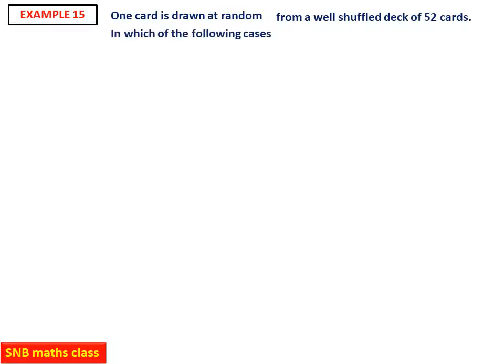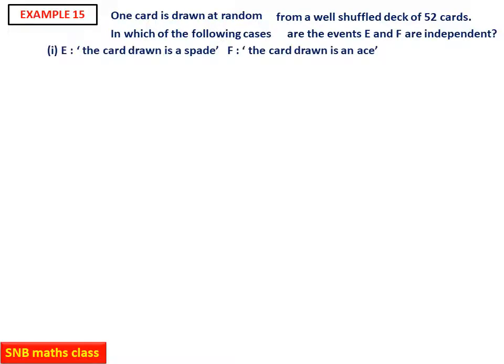Next example is example number 15. One card is drawn at random from a well shuffled deck of 52 cards. In which of the following cases are the events E and F independent? That means you have to decide whether they are independent or not. So the first problem is this. E is the event the card drawn is a spade, and F is the event the card drawn is an ace.